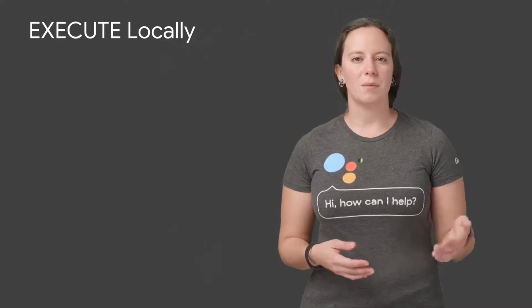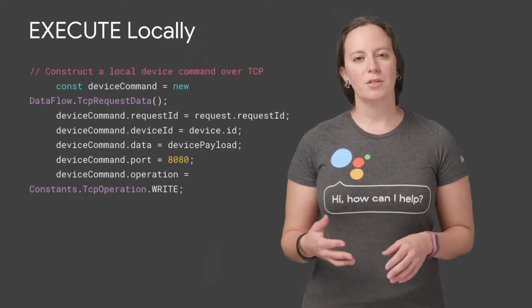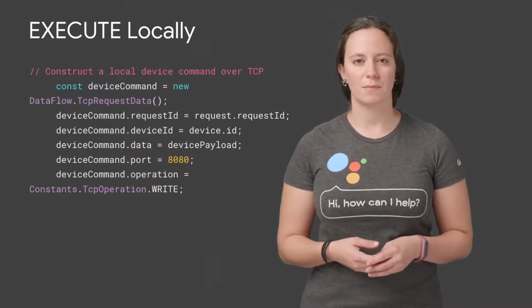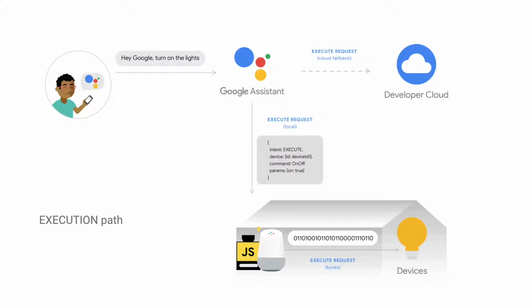Once a device has been labeled as locally controllable, user-issued commands to the assistant for that device trigger the JavaScript's execute intent locally. The Google Home or Google Nest device sends the device commands directly over the local network, bypassing the cloud fulfillment. Because device commands do not have to be processed through a cloud server for execution, the devices respond faster, creating a better user experience.